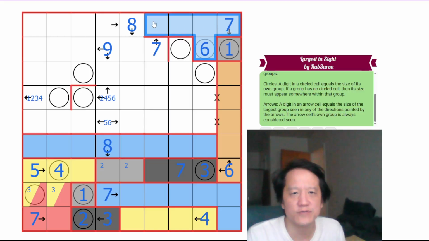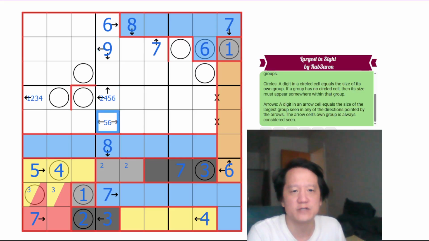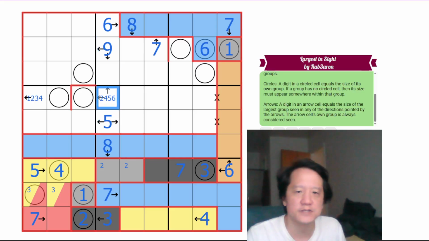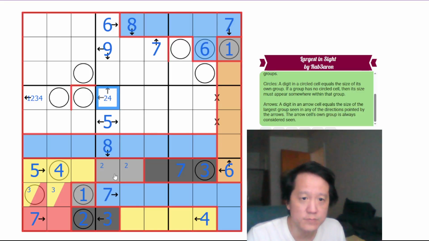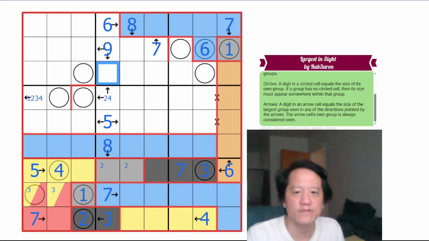We have 1, 2, 3, 4, 5. It has to be 6 here. So that's done as a region. This sees a size 6, so 6 has to be here, which makes this 5. This can't be 5 or 6. Remaining digits in column 4 are 1, 2, and 4.